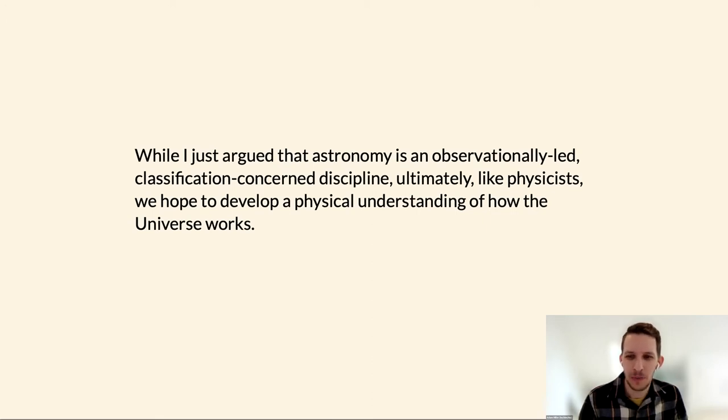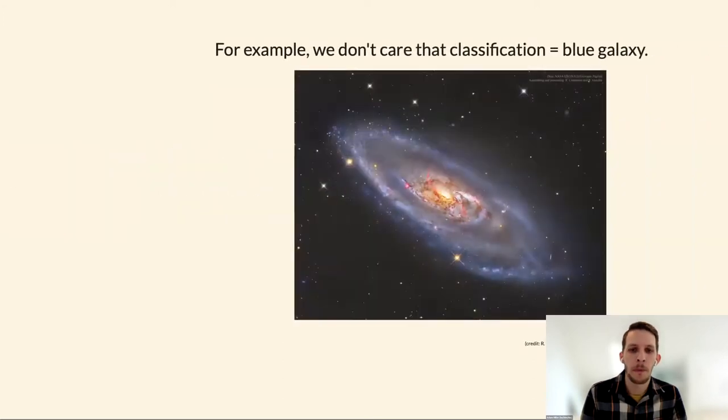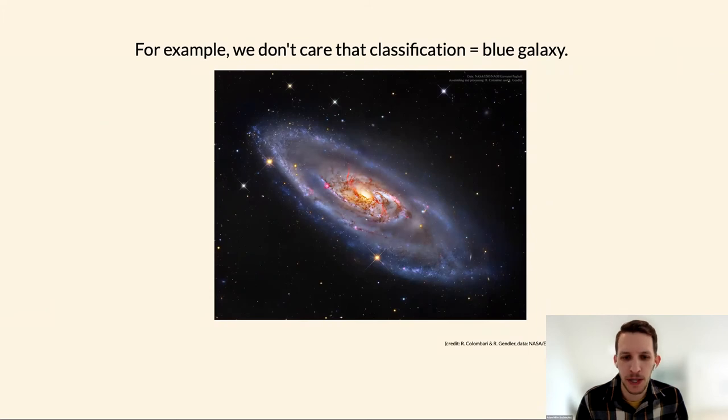While I just argued that astronomy is an observationally led, classification concerned discipline, ultimately, like our colleagues that are physicists, what we hope to do is develop a physical understanding for how the universe works, okay? So for example, here is an image of a galaxy. One might build a model that classifies this galaxy as a blue galaxy. Okay, that's great. And in fact, we can do that. You can build models that will tell you these are blue galaxies, these are red galaxies. And you can even do that without a direct measurement of the color.